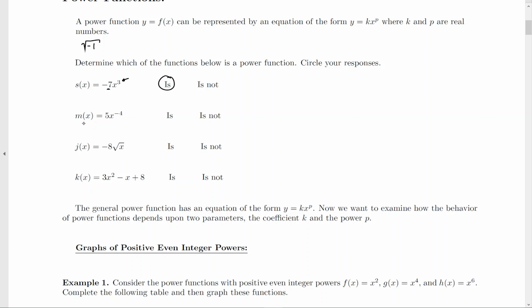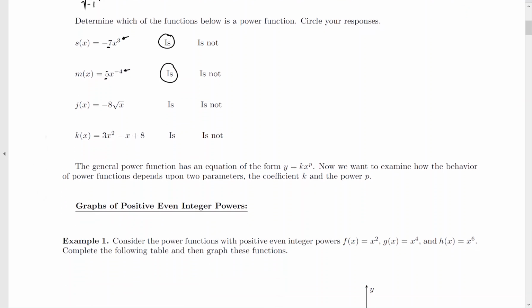The next example, m of x equals 5x to the negative 4 power. Again, we focus on the constant, or the coefficient rather, in front, and the power, negative 4. So 5 is a real number, negative 4 is a real number, it's an integer, that's fine, it's a real number. So in this case, again, that is a power function.